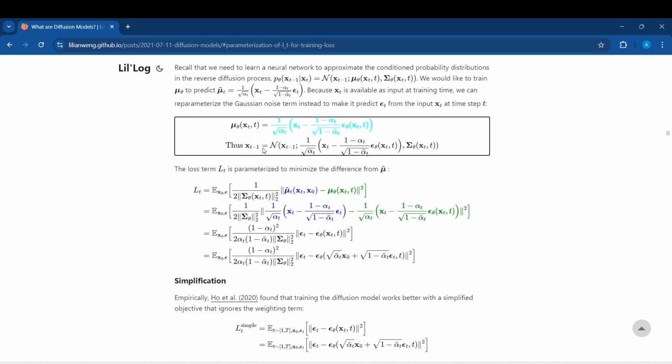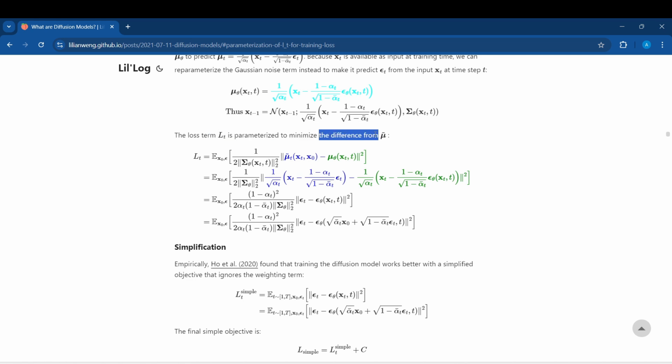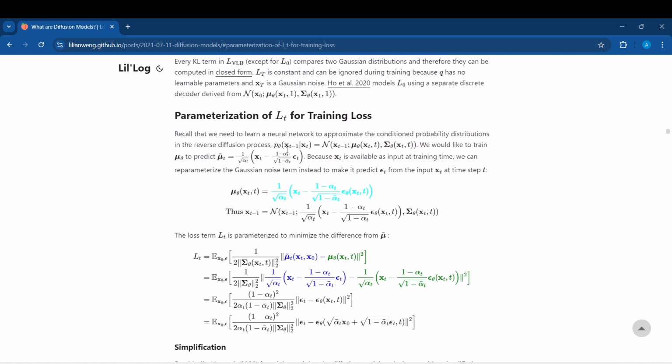And x_{t-1} can be sampled from this distribution, which has this Gaussian functional form with this mean and this variance. The loss term L_t is parameterized to minimize the difference between the actual reverse transition mean and our predicted reverse transition mean. This is what we get during training, and this is what is predicted by the model. So we can just write this formula that we have seen above.